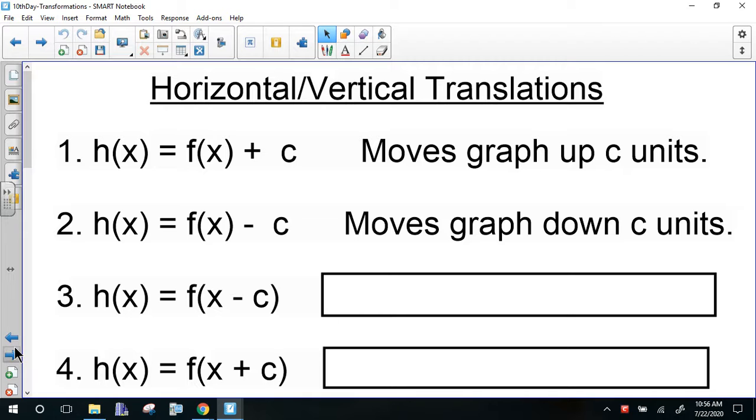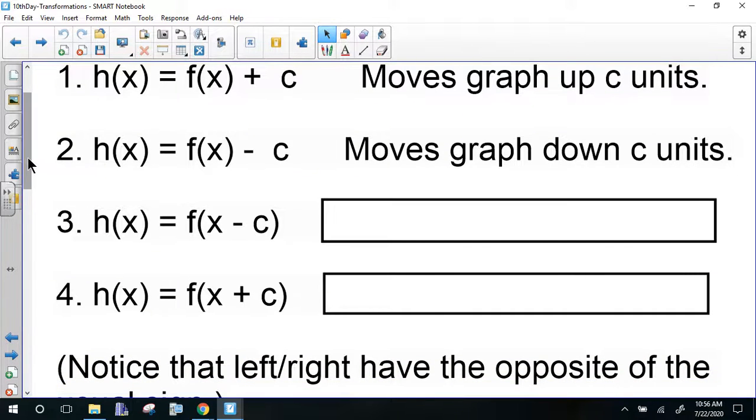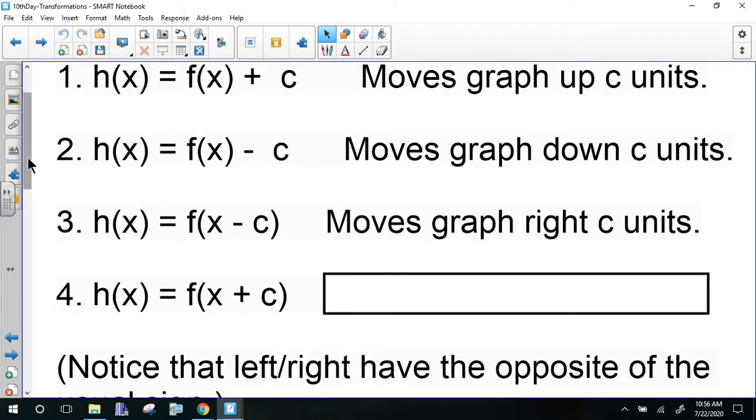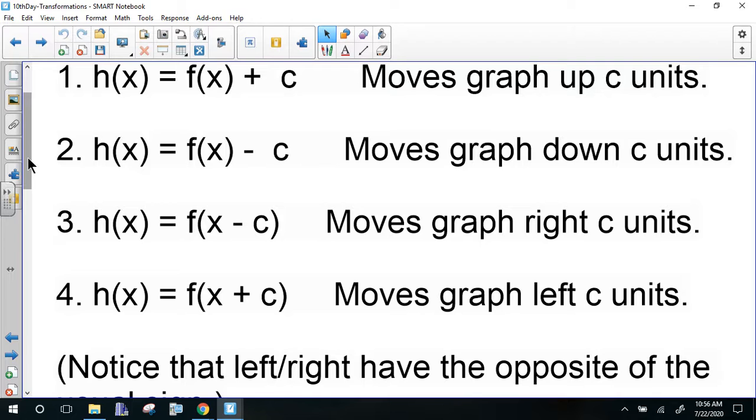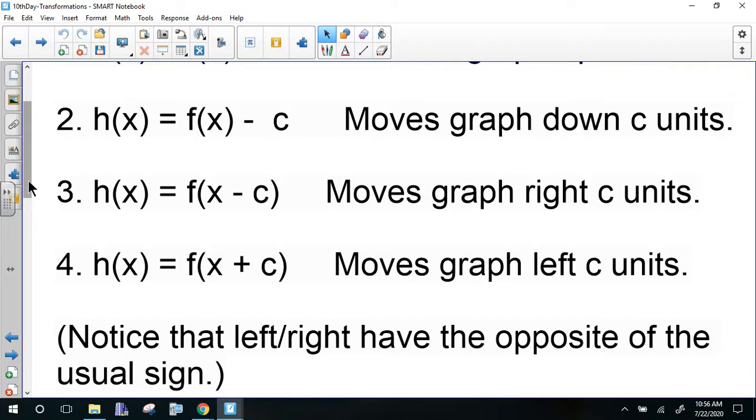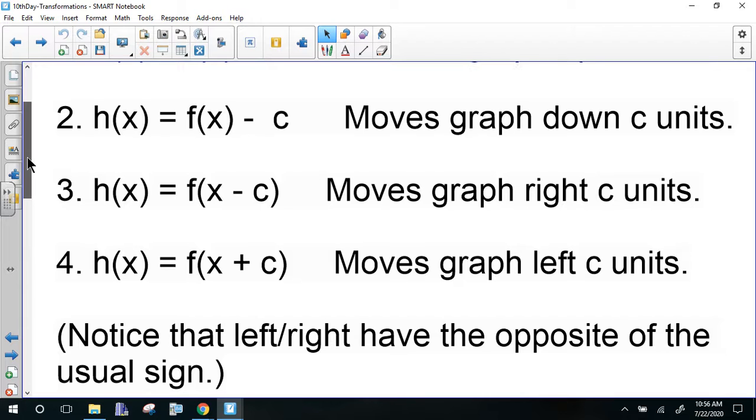Now, if we want to move it horizontally, left or right, we have to put that number inside the parentheses with the x. And it's sort of the opposite of what you would think as to how it would move. If we subtract a number with the x in parentheses, that moves the graph to the right, that number of units. If we add that number to the x in parentheses, that's going to move it left, that number of units. So notice that left and right here have the opposite of the usual sign. And you should have seen this before.